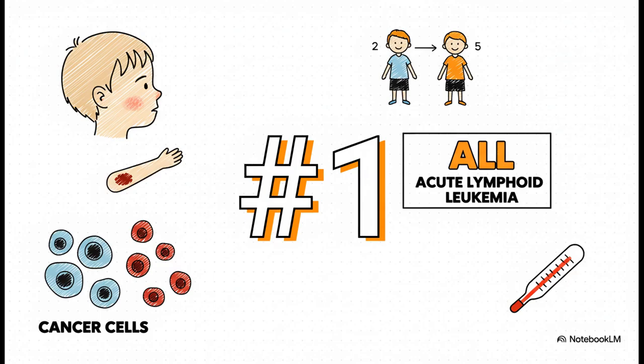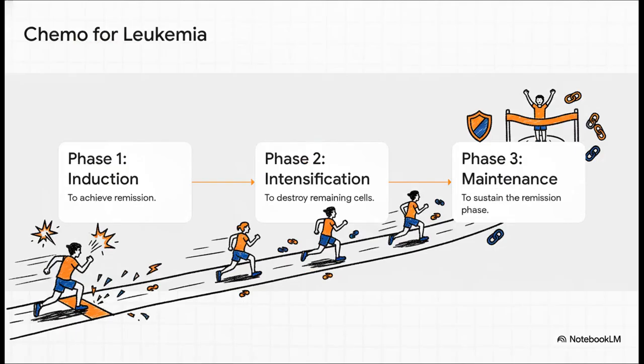And why is that? It's because the bone marrow is literally getting crowded out by cancer cells, so it can't make the healthy cells it's supposed to. Now, treatment for leukemia, it's a marathon, not a sprint, and it happens in these distinct phases.